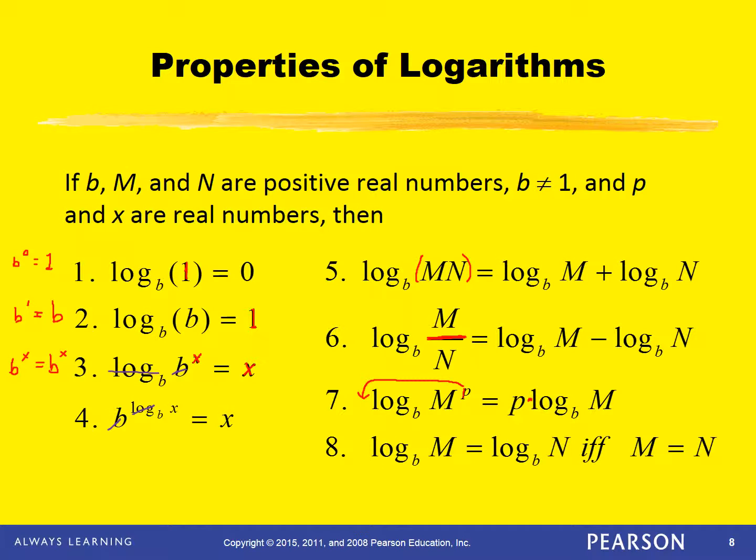Log base b of m to the p. Now look at what happened on the other side of the equation. It turned out to be p times the logarithm. So it is as if we have taken the p, the exponent of the argument of the logarithm, and thrown it down front as a cofactor. That's a very useful property because a lot of times we have things up here in the exponent, like variables, like x, that we really don't want up there. We now have a way to throw them down out of there.